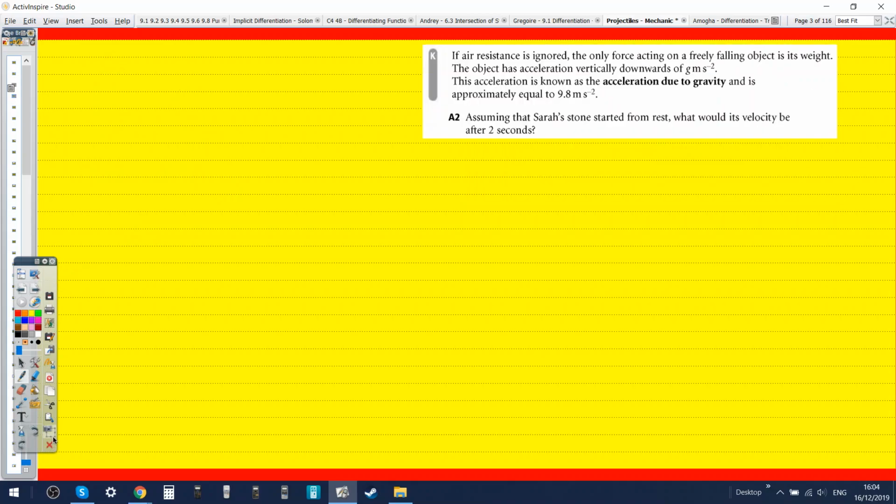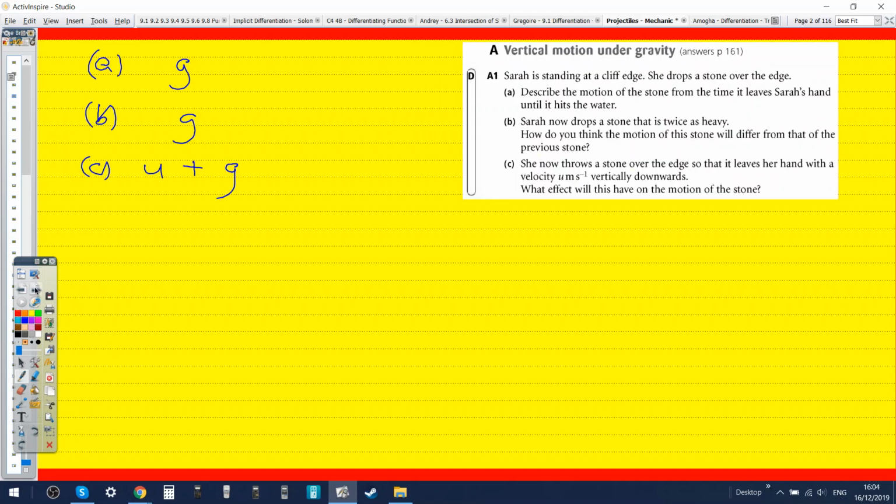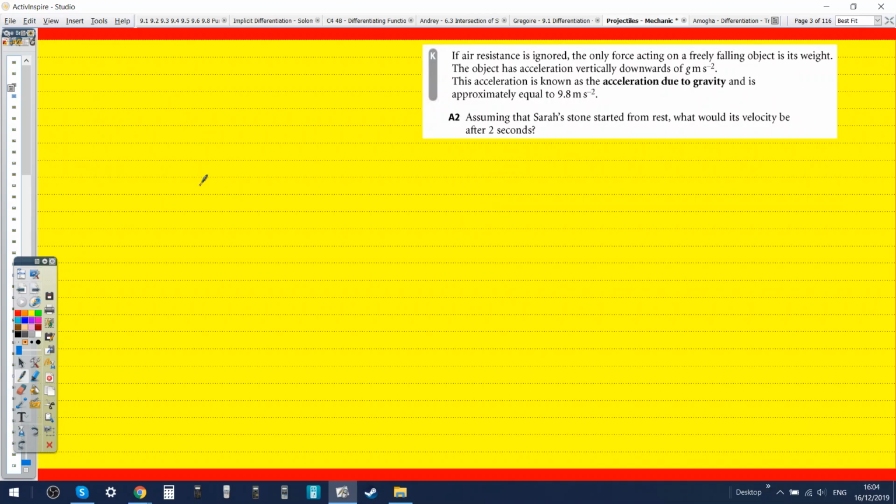Okay, so if air resistance is ignored, the only force acting on the object is its weight. Its acceleration is g. Yes. Okay, how about A2? Would we have to work that out through a Suvat equation?